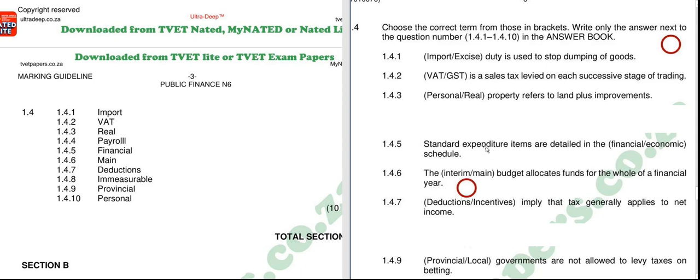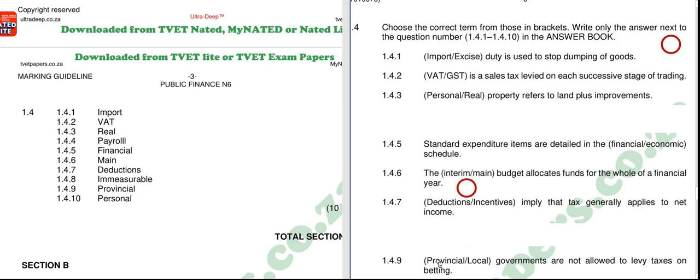So we have a continuation, whereby on 1.4.5 standard expenditure items are detailed in the, and of course, we have got a financial schedule. And then number 6, the main budget allocates funds for the whole of a financial year. And then number 7, we have deductions imply that tax generally applies to net income.